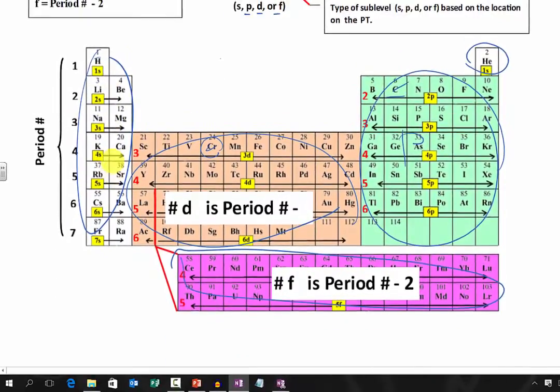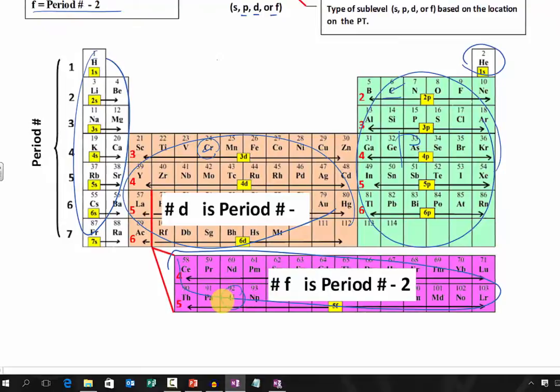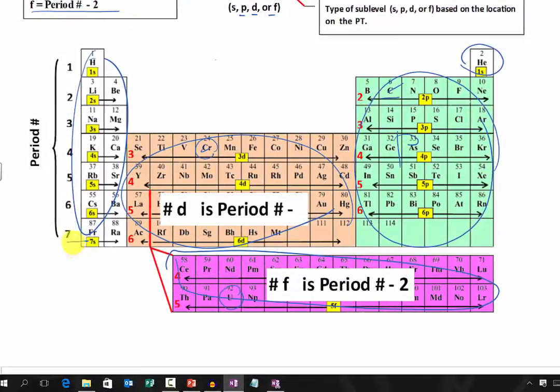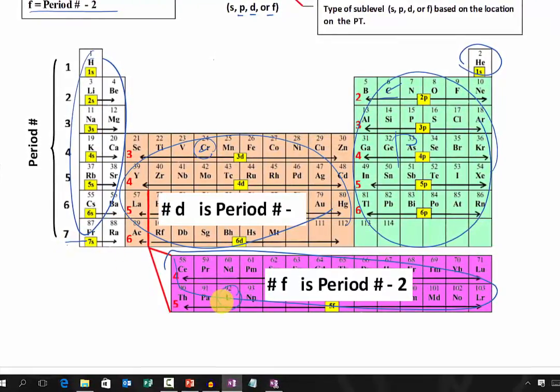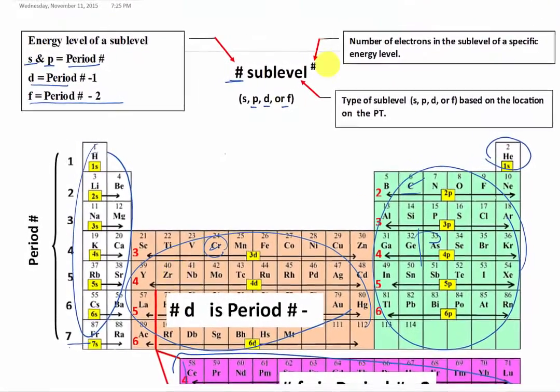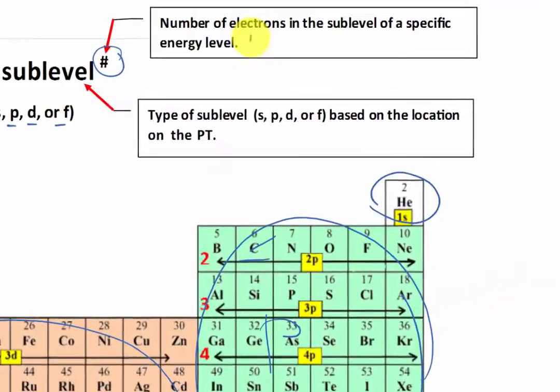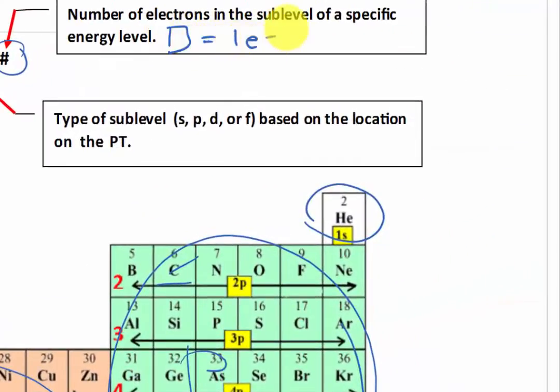Now lastly, we have the F sublevel, which is the period number minus 2. We look at uranium right here, which is in period 7. 7 minus 2 gives us 5. So the electron right here is in energy level 5. The last part is the number of electrons. The number of electrons is based on the number of boxes on the periodic table. Each box represents one element, which is equal to 1 atomic number. Therefore, it's also equal to 1 additional electron. So 1 box is equal to 1 electron.